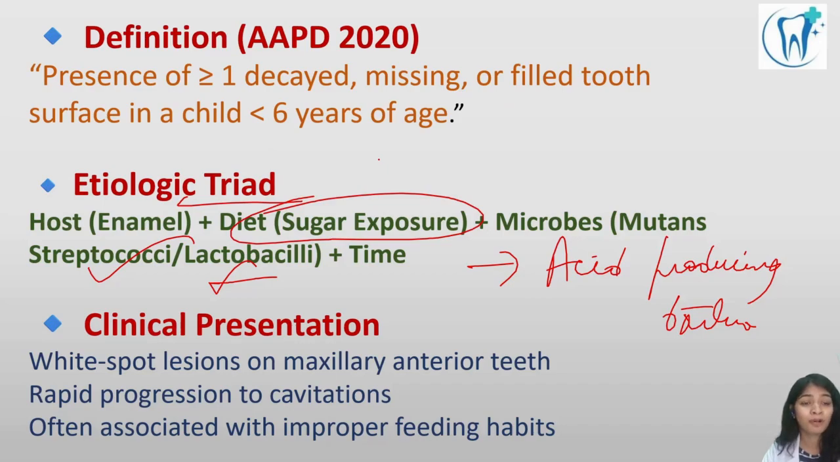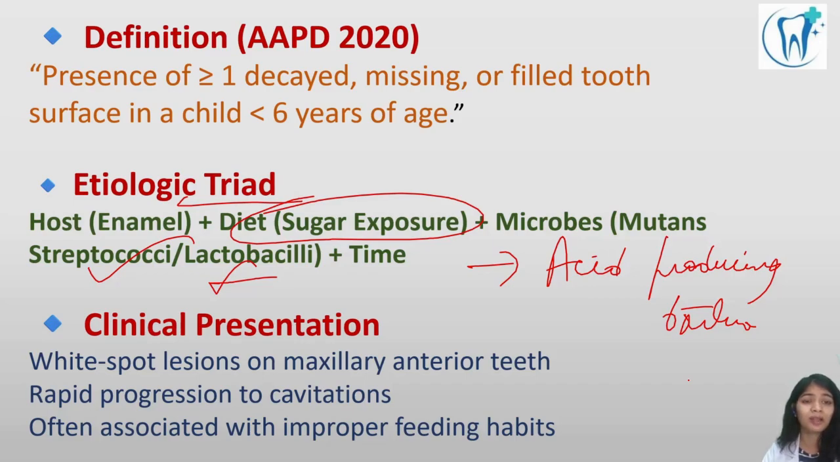Now, improper feeding practices. This includes nighttime bottle feeding with milk or sweetened liquids at will, breastfeeding after the eruption of the first tooth, introduction of other foods, or repeated use of pacifiers. Lower incisors are often spared due to the protective effect of the tongue and constant salivary flow.